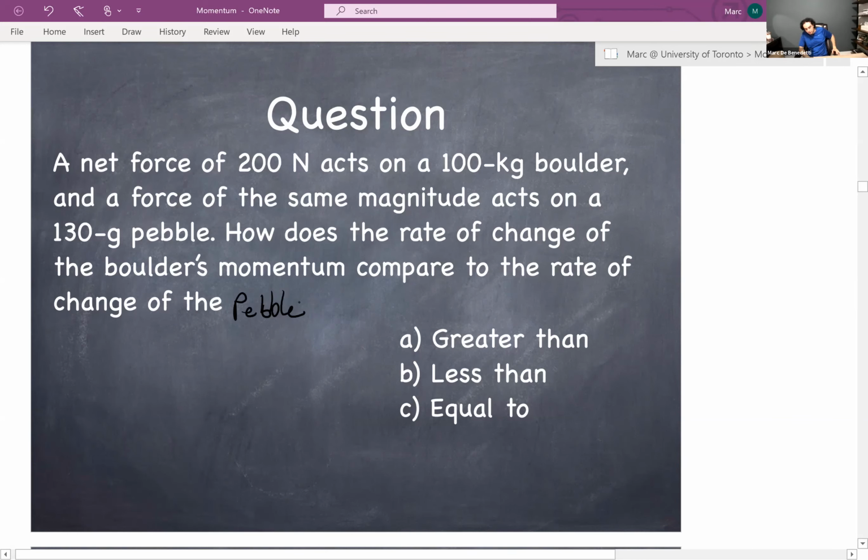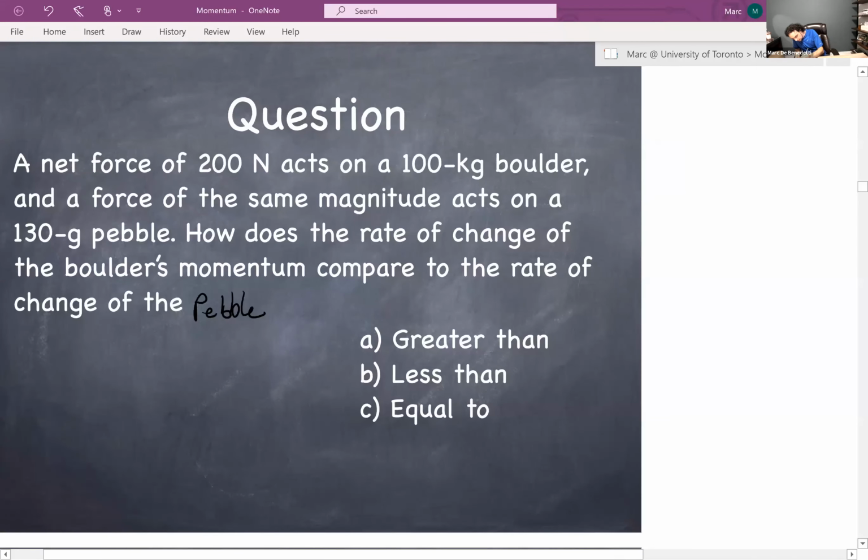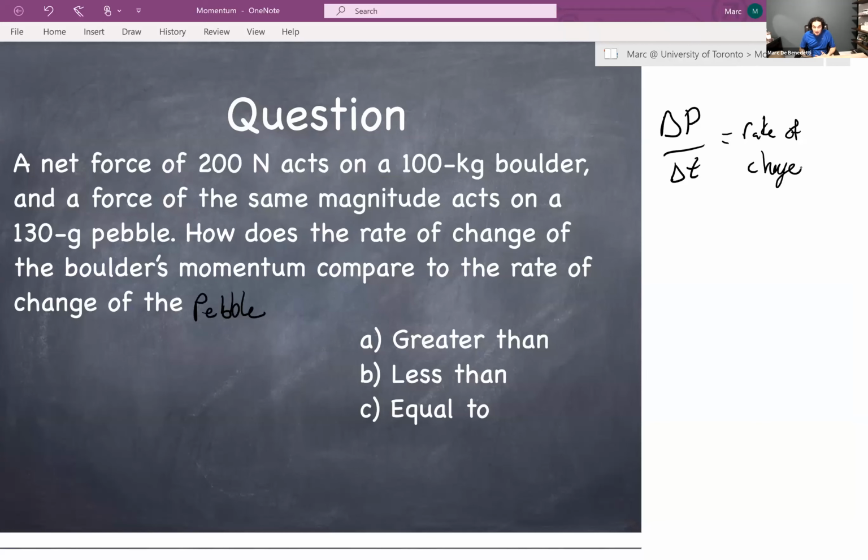So we are looking for, how does the rate of change of the boulder's momentum compare? They're looking for the rate of change of momentum, the derivative of momentum. Well, the rate of change of momentum, dp by dt, is actually F net. We know this from Newton's second law. So the rate of change of momentum is the net force on the object. So then really what this question is asking is the same net force acting on the pebble as is acting on the boulder? And the answer is yes. A net force of 200 newtons is acting on the boulder, and a net force of 200 newtons is also acting on the pebble, which means they're going to have equal rates of change of momentum.